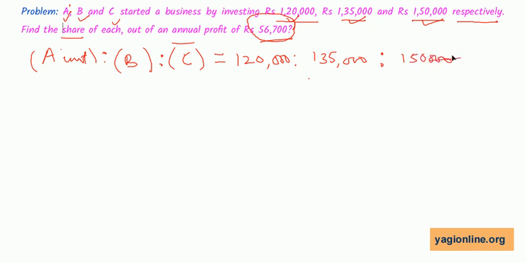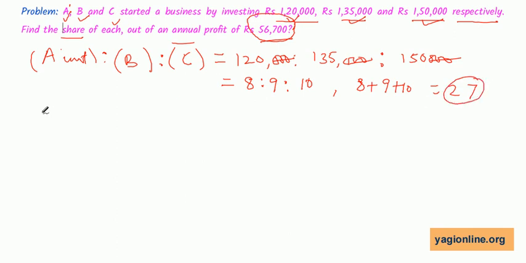So these 3 zeros, thousands will go out, and then you will see that we can divide it by 15, and the ratio will be 8 is to 9 is to 10. So the complete profit, what is the next step? Next step is the complete profit is to be divided into how many units? 8 plus 9 plus 10, and this is 27 units. Complete profit is to be divided into 27 units.